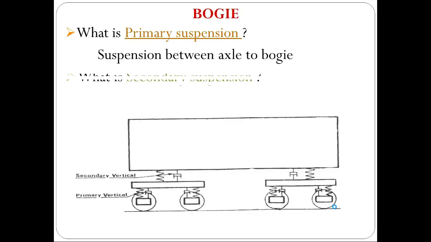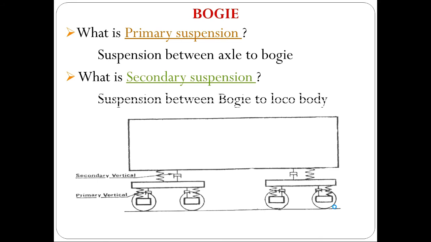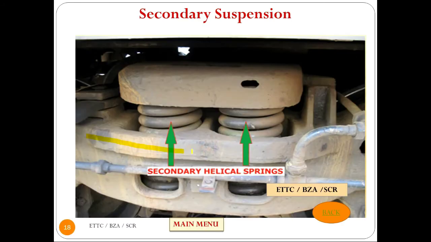What is secondary suspension? The secondary suspension means the suspension arrangement between the bogie and loco body. So in secondary suspension, between the bogie and loco body, if some helical springs or dampers are provided, then such a suspension arrangement is called secondary suspension. This is the bogie. It is the bolster. Between these two, springs are provided. These springs are called secondary springs, secondary helical springs.